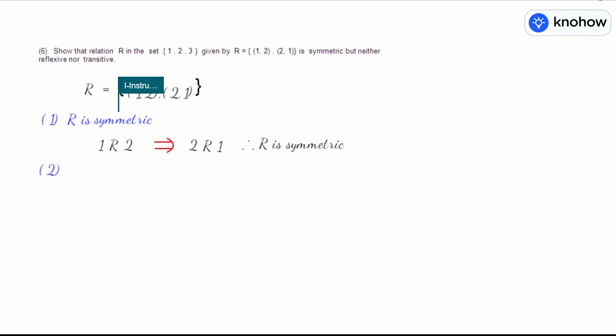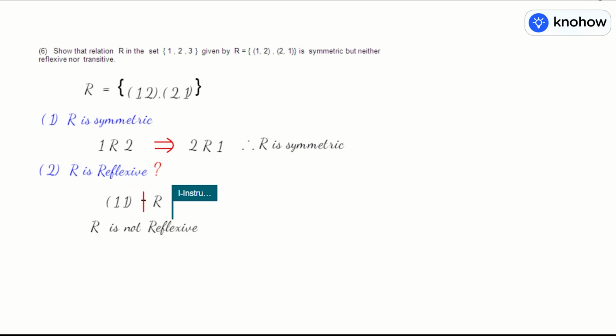Now let us check in the second part if R is reflexive or not. So what is the reflexive property? That each element should be related to itself. Let me check the first one, 1. Is 1 related to 1, meaning does (1, 1) belong to R? No, (1, 1) does not belong to R. So I need not check the others. So I can conclude that R is not reflexive. Now let me also check if R is transitive.